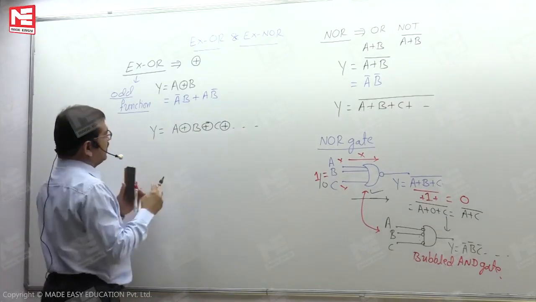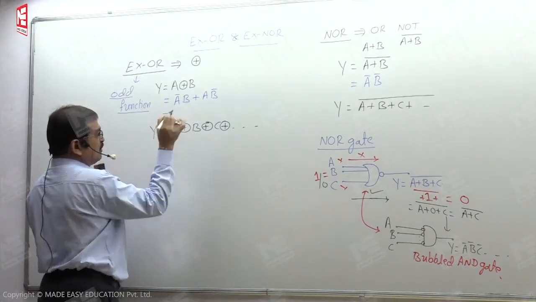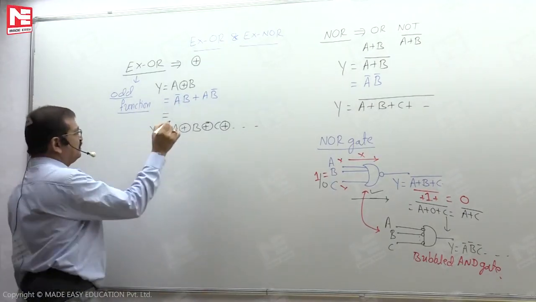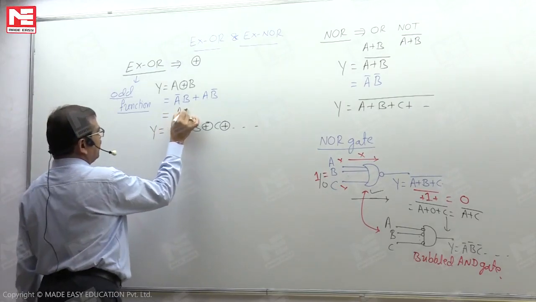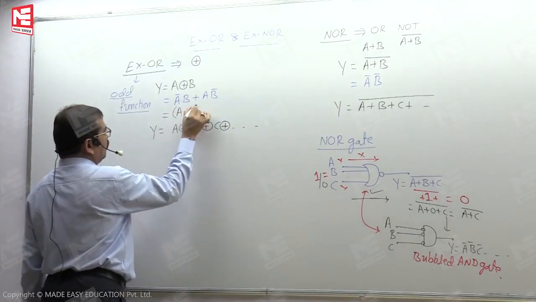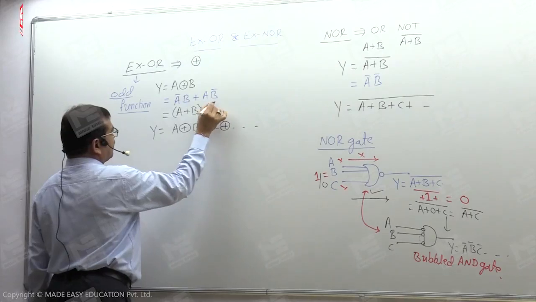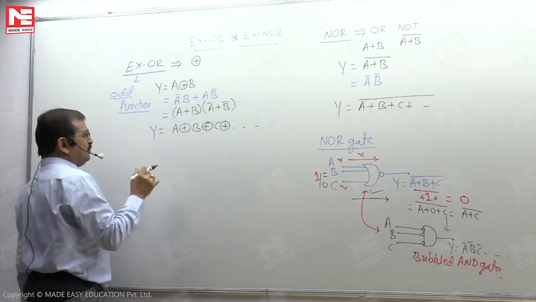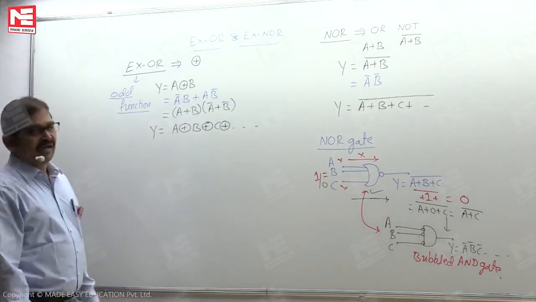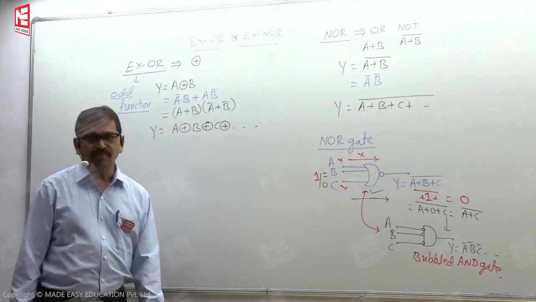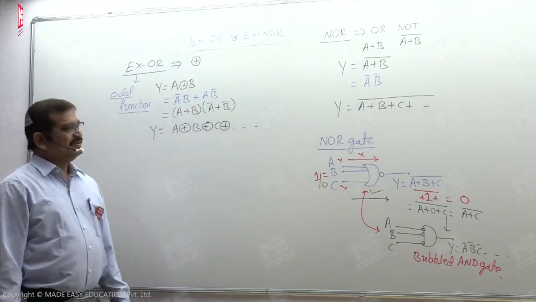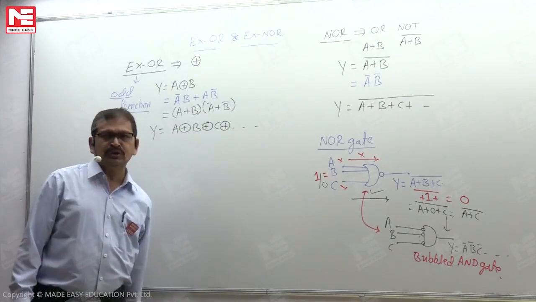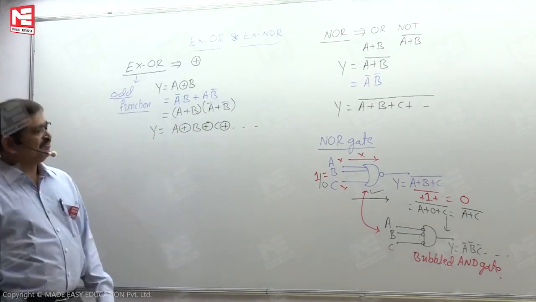If you are interested in writing the POS form, then we must refer to the first and last rows. Look at the first row, the sum term is A or B. Look at the last row, the sum term is A complement or B complement. So the POS form is A or B, and with A complement or B complement. These are the SOP and POS forms respectively for the 2 variable truth table.